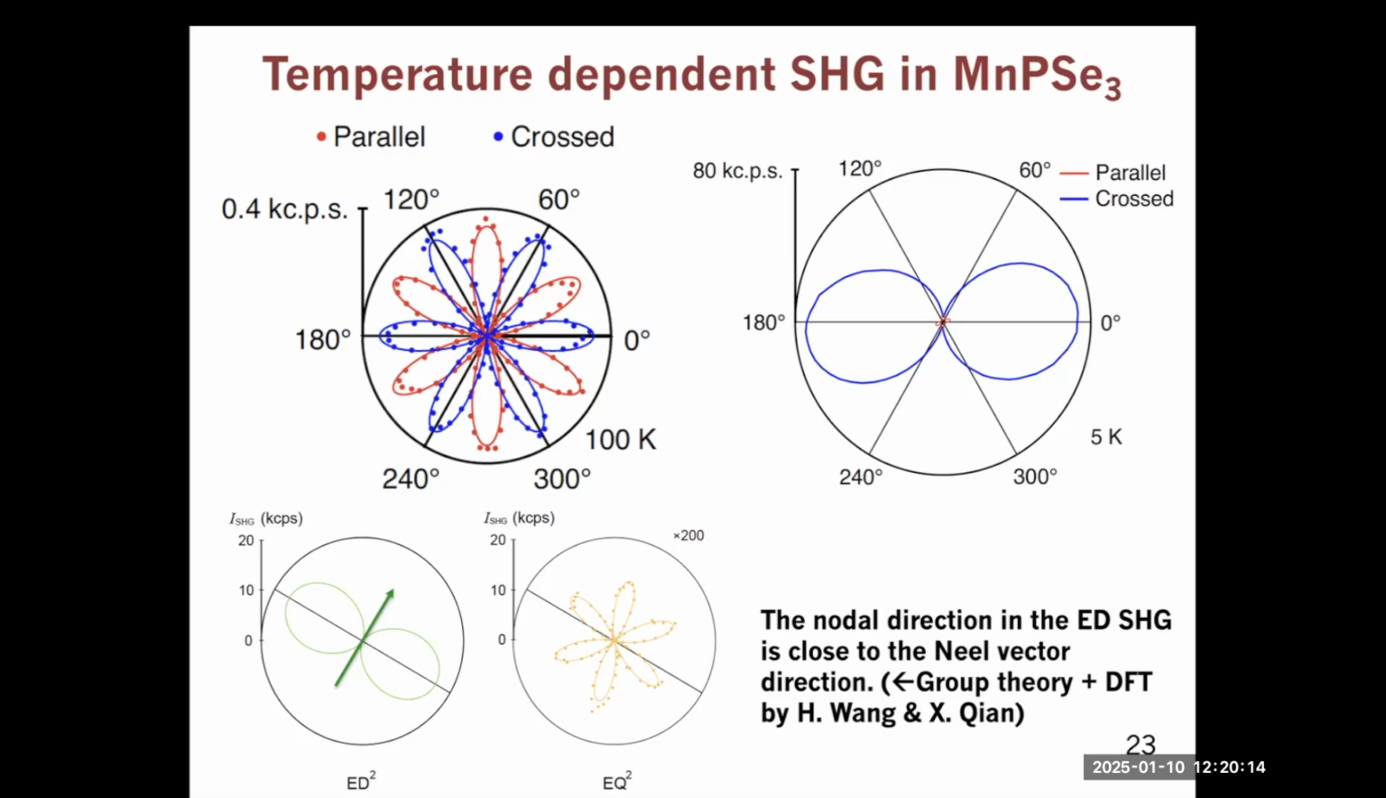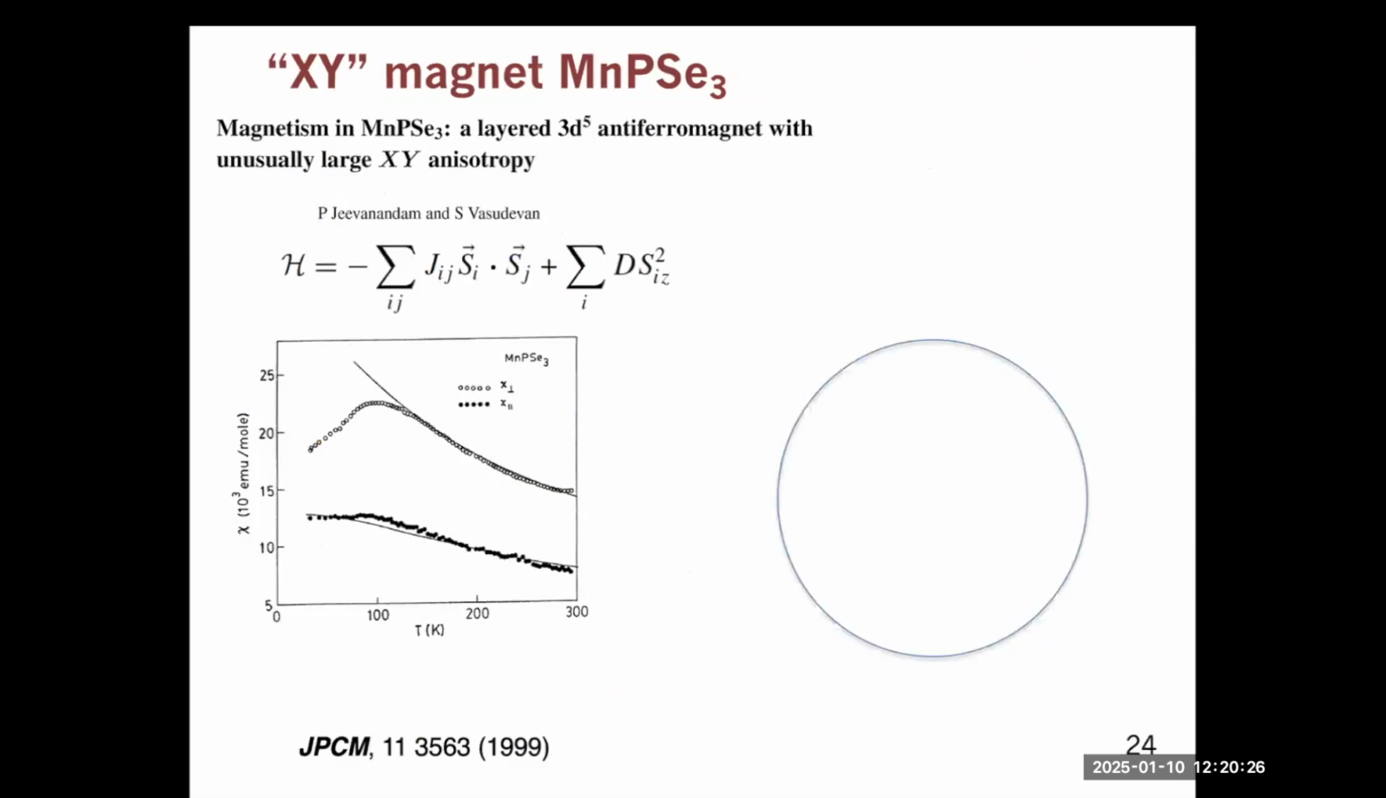And why is there asymmetry here? That's because the dipole term plus the quadrupole term will give you some asymmetry. But anyway, again, the nodal direction in the electric dipole term is the Néel vector.